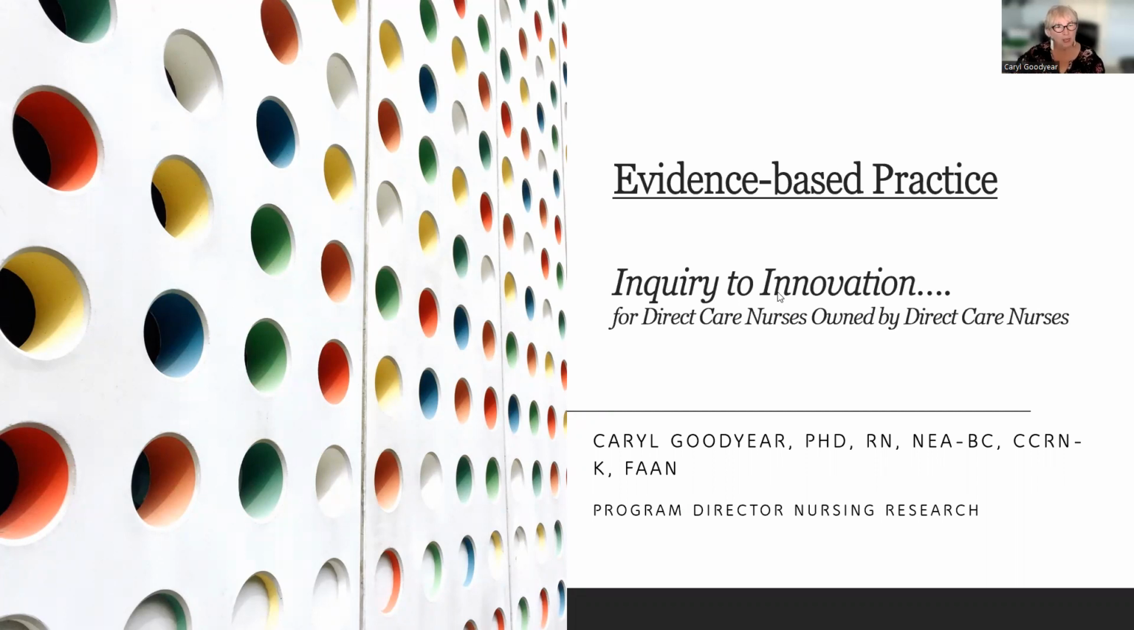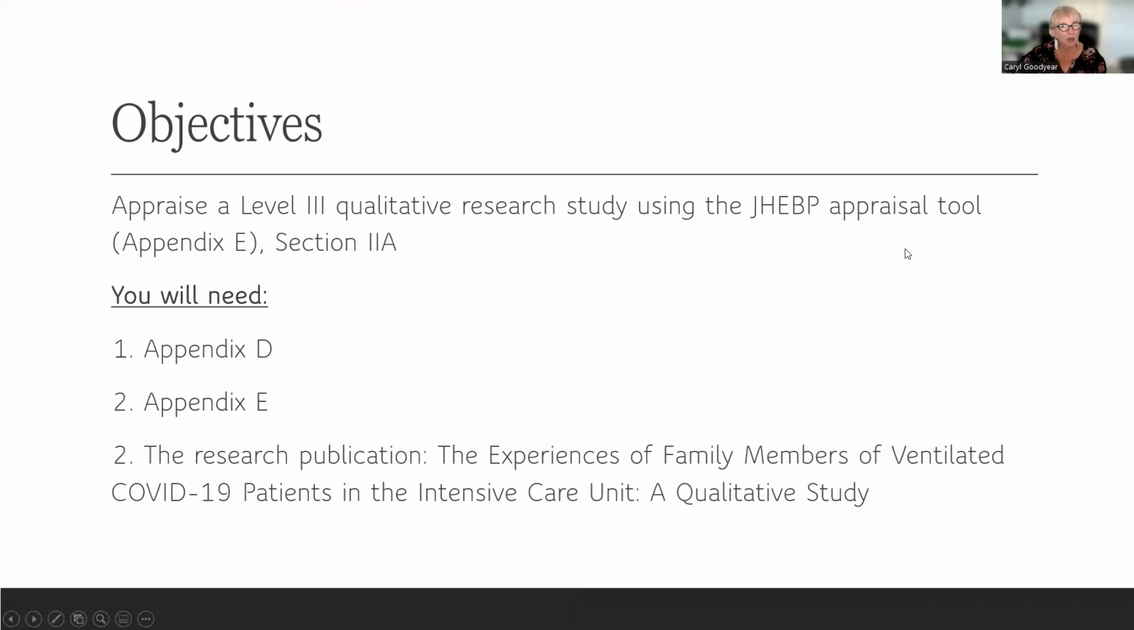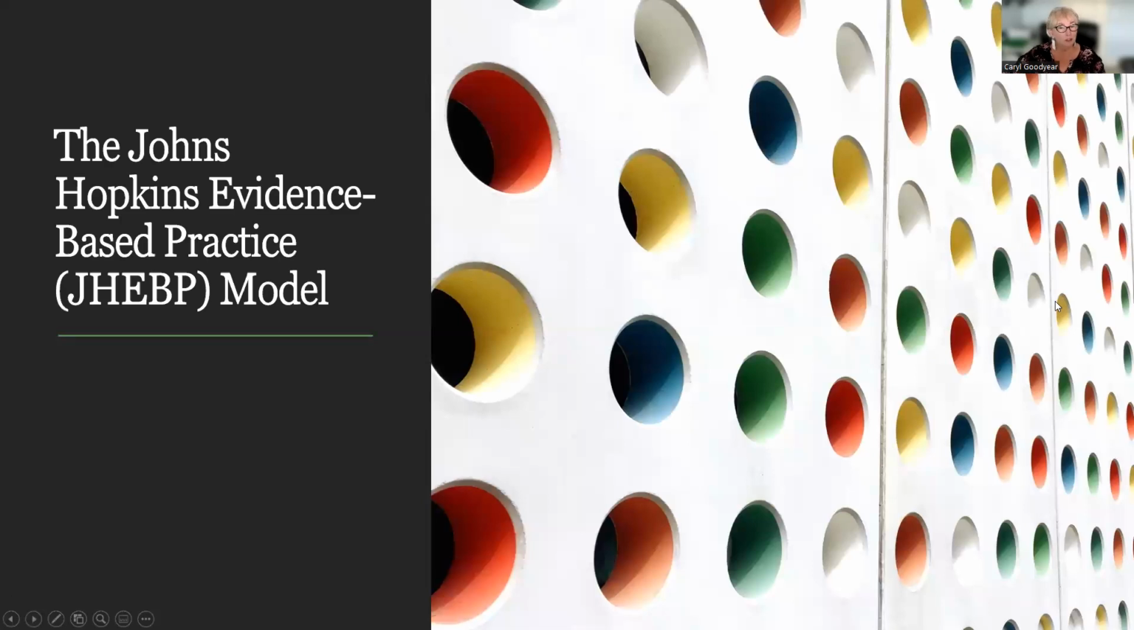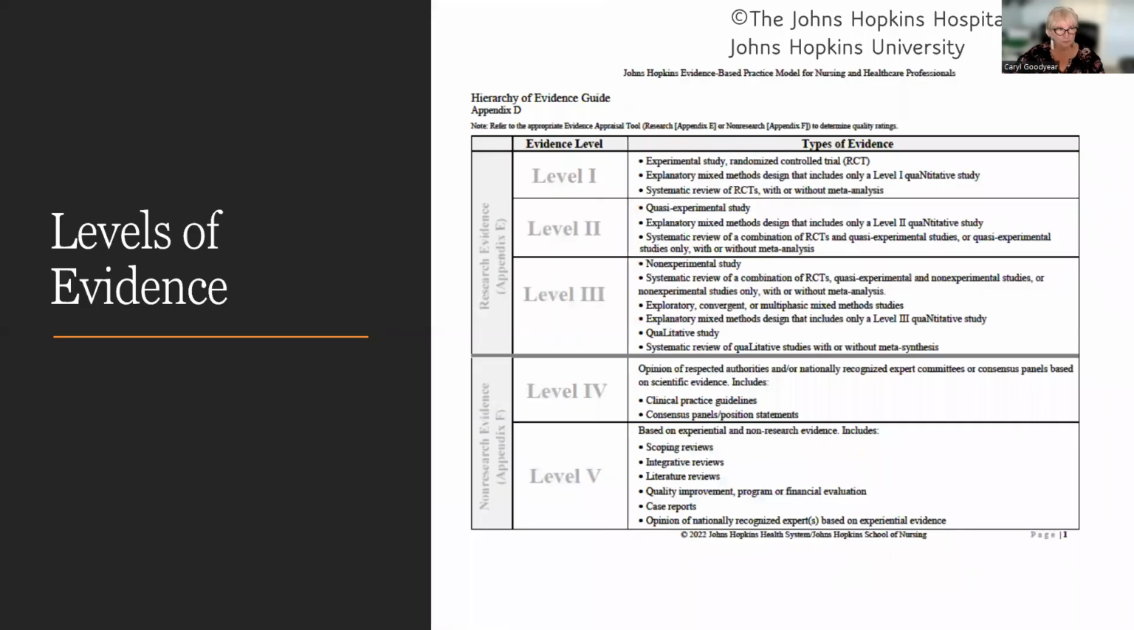Today, we're going to be helping you appraise a Level 3 qualitative research study using the Johns Hopkins Evidence-Based Practice Appraisal Tool, specifically the Appendix E, Section 2A. So you will need Appendix D, Appendix E, and the research publication, the experiences of family members of ventilated COVID-19 patients in the intensive care unit, a qualitative study. Again, we are using the Johns Hopkins Evidence-Based Practice tools for this appraisal.